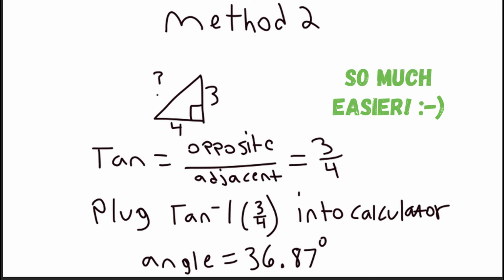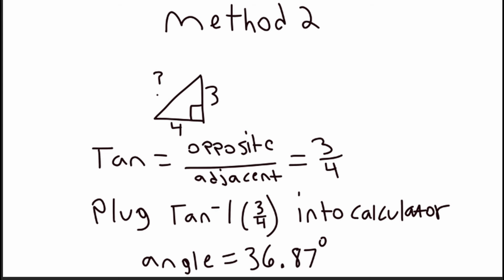Tangent is the ratio of the side opposite of the angle in question over the side that is adjacent to the angle. Again, you plug this into the calculator and you find the measurement of the angle in question.